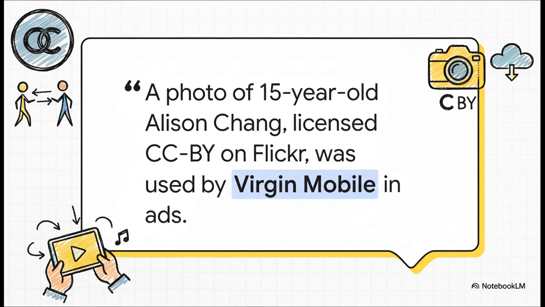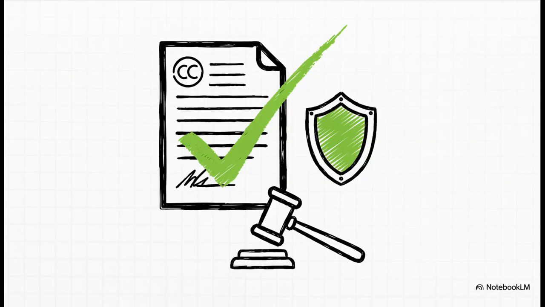So, Virgin Mobile Australia sees the photo, loves it, and slaps it onto a huge national ad campaign. And they could do that, commercially and legally, because they followed the one simple rule of the license. They gave attribution by printing a link to the photographer's Flickr page right there on the ad. Now, what's interesting is the lawsuit that followed wasn't actually about the copyright. It was about using a minor's picture in an ad. The copyright part was never in doubt.